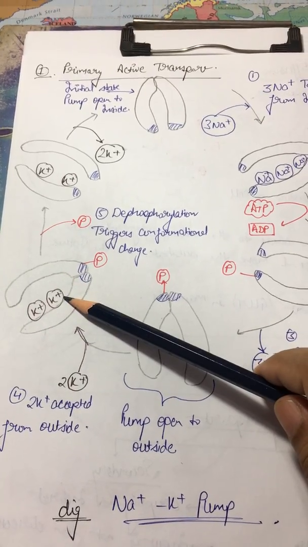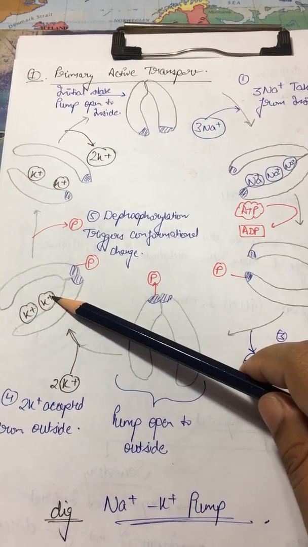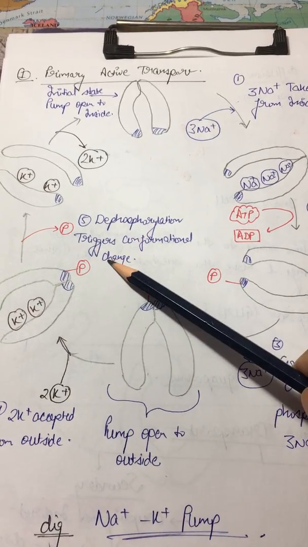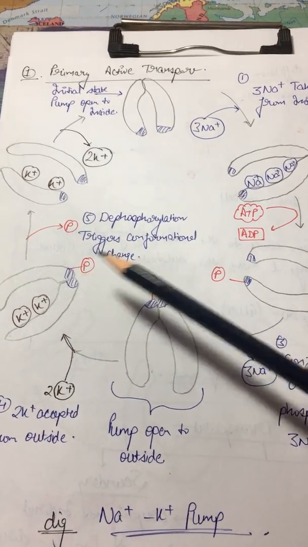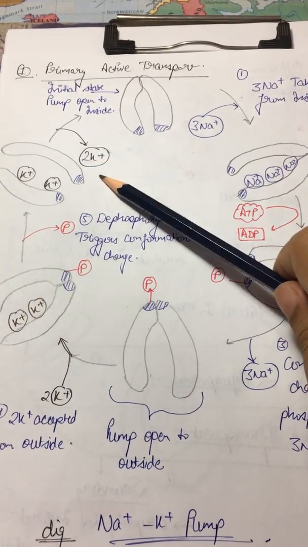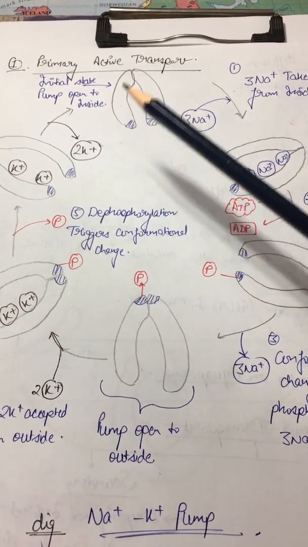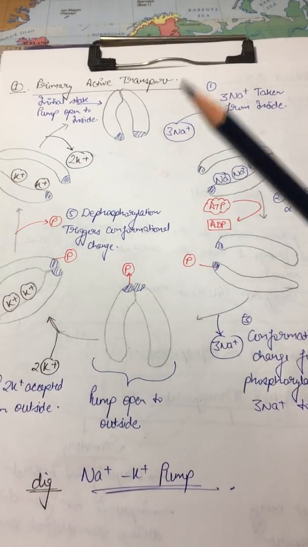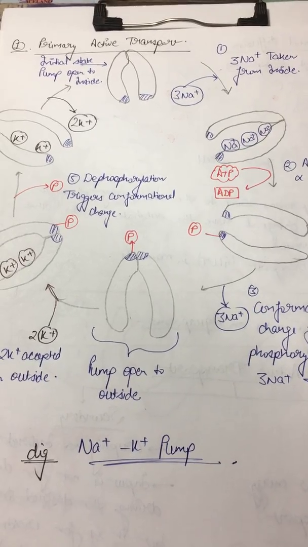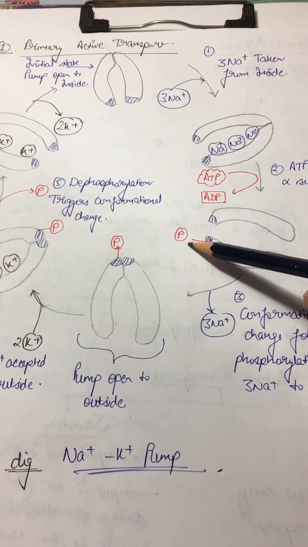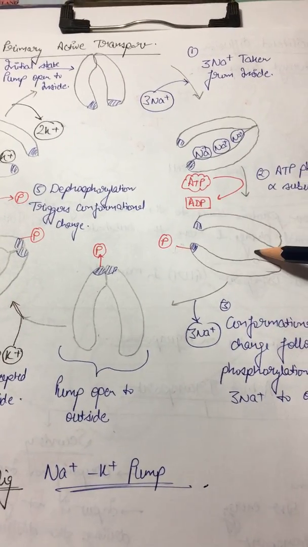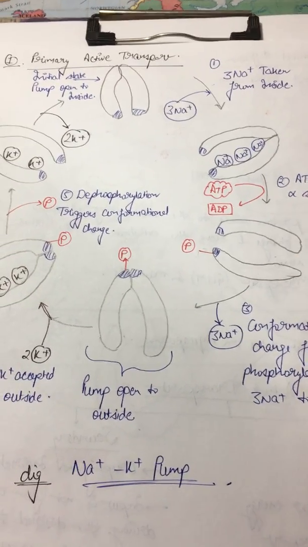So 2 potassium will bind to the transport protein, and with this binding, dephosphorylation will trigger the conformation change. It will come to the initial position, and 2 potassium will be pumped inside the cell. So this is an example of the sodium potassium pump, which is an active transport. This coupling is direct, binding to the desired transport protein, right?